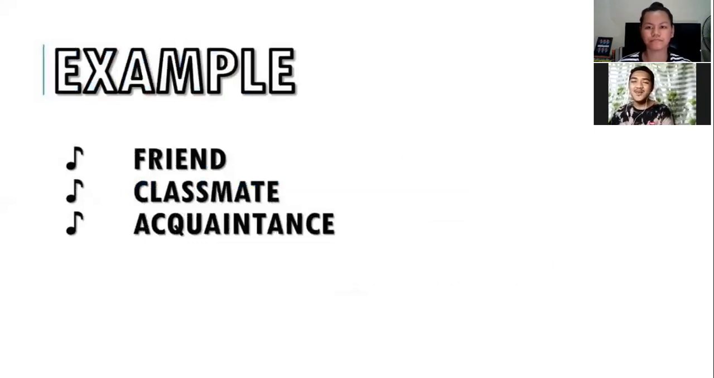Example of casual speech style is when you are talking with your friend, classmate, and acquaintance. Ito yung hindi masyadong close, or yung level ng closeness nyo ay hindi ganun kataas. Sakto lang. Kunyari, driver. Magkakilala lang kayo ng driver na sinasakyan mo. Okay, so it's just casual. Next.